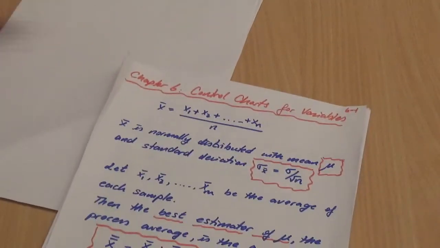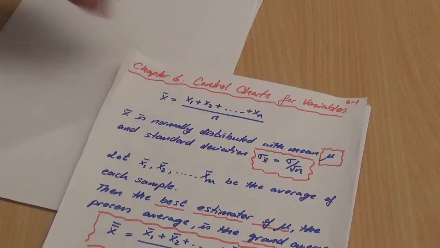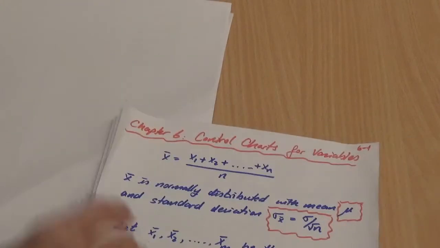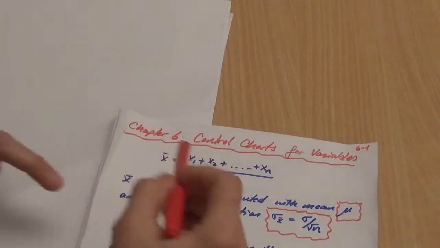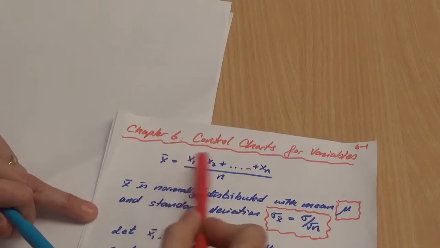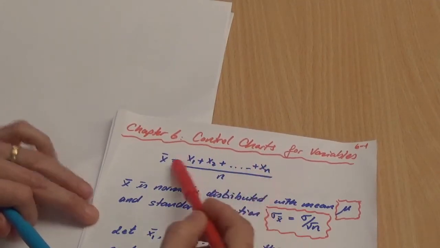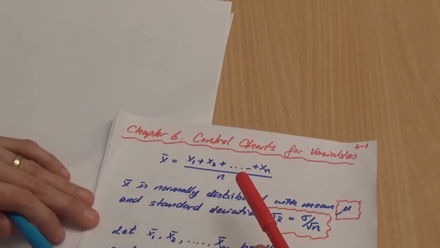Yes, I will try to summarize chapter 6, control charts for variables. For this part, x bar is the addition of the n items that are measured and divided by n. So let's try to summarize what we want to say with x bar.